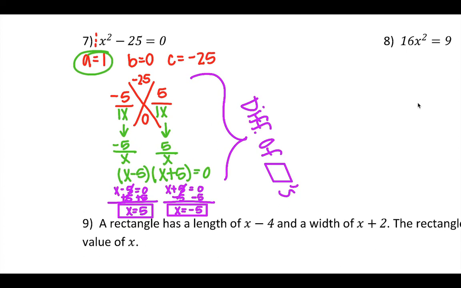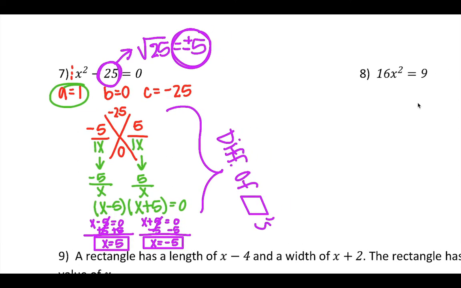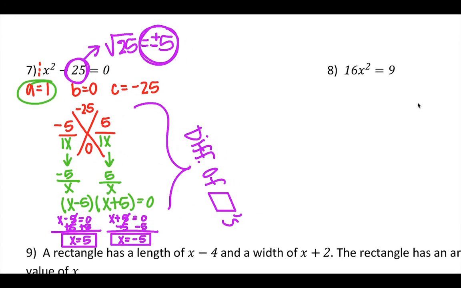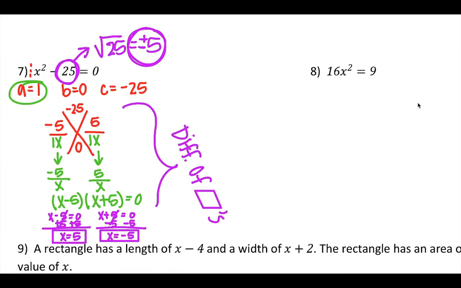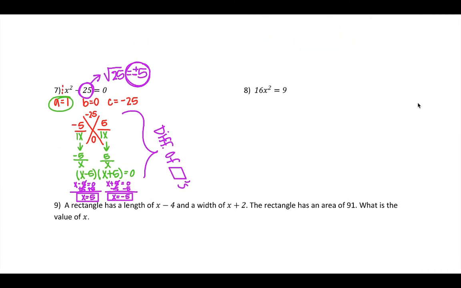Remember, you can just take the square root of this number, which is 5, and you know when I take the square root, I can do positive or negative 5. So right off there, I know the answer. So if there's not a B term, you can just take the square root of your C, and you can get that positive 5 and negative 5. Right. Okay, so these are kind of the same thing.